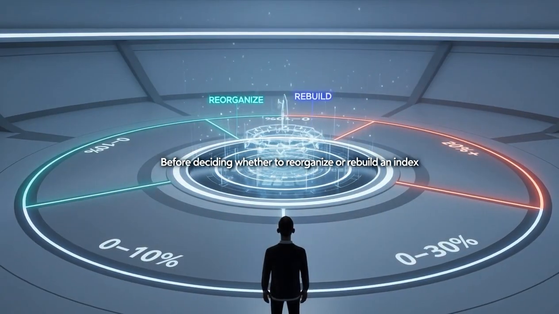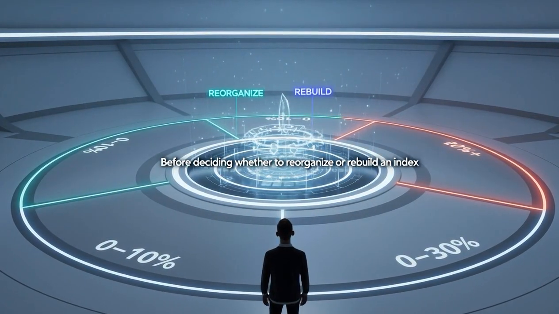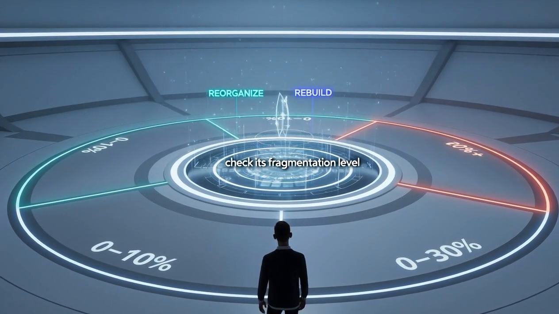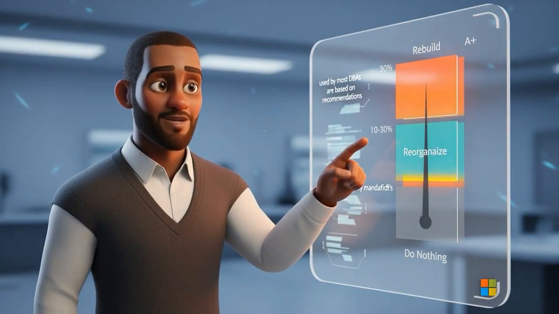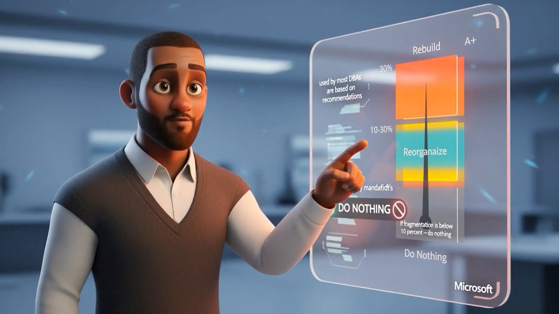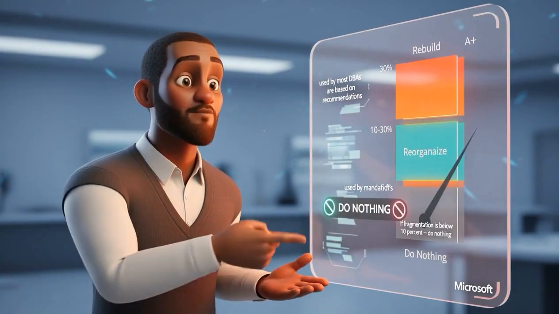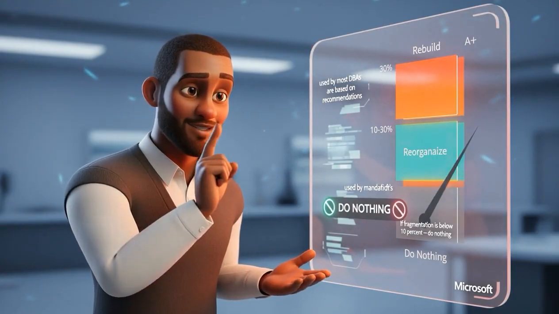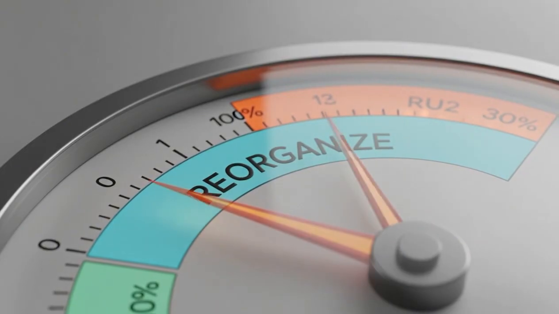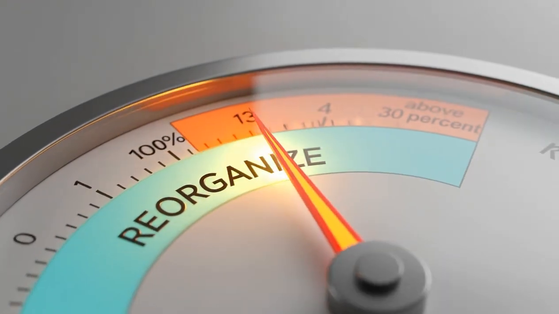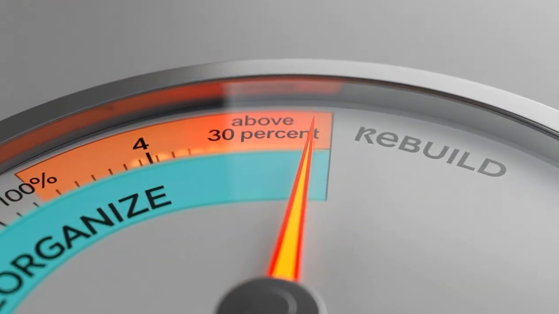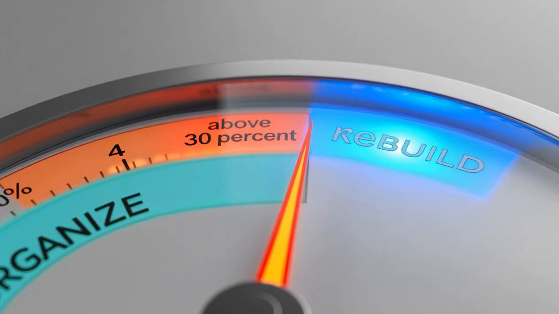Before deciding whether to reorganize or rebuild an index, you should check its fragmentation level. The standard thresholds used by most DBAs are based on Microsoft's recommendations. If fragmentation is below 10%, do nothing. If fragmentation is between 10 and 30%, reorganize. If fragmentation is above 30%, rebuild.